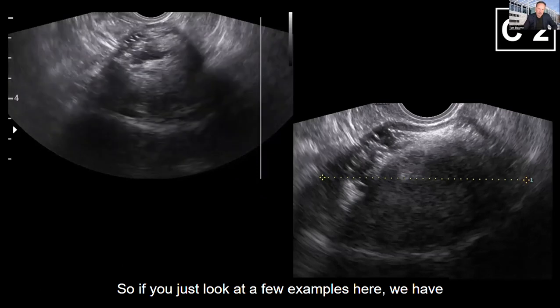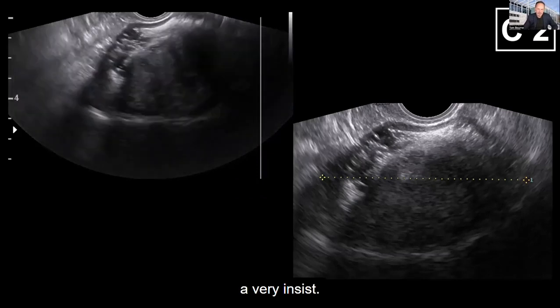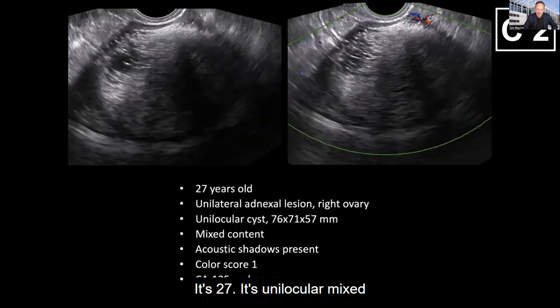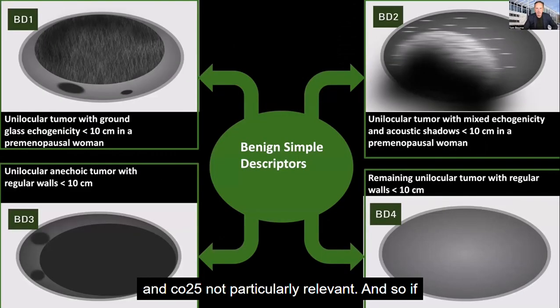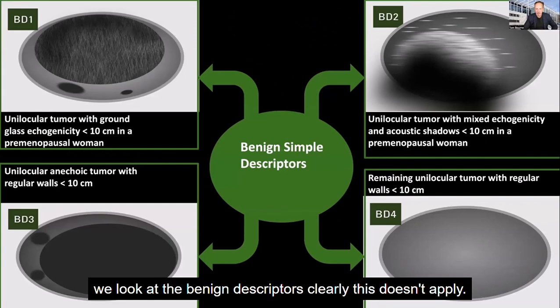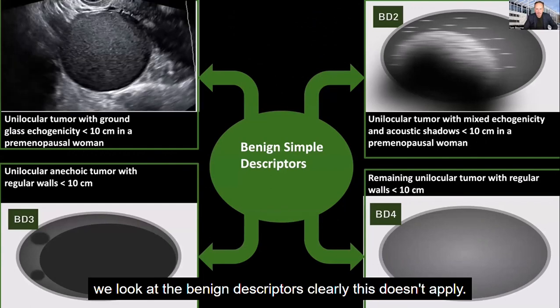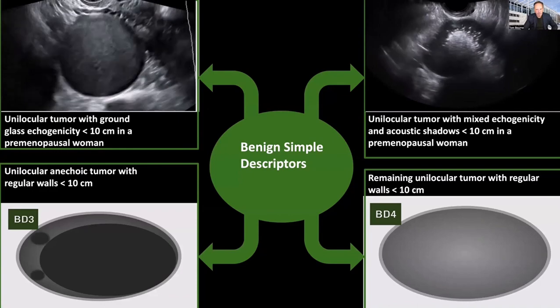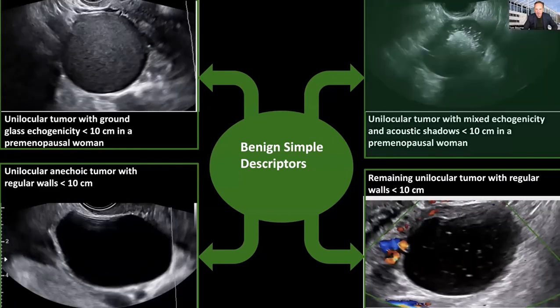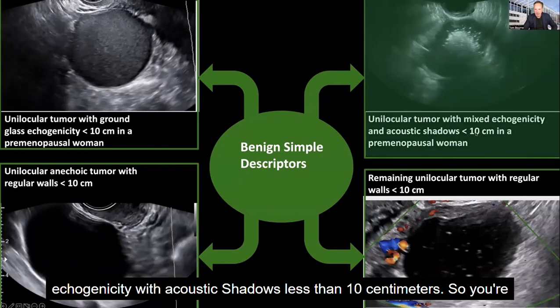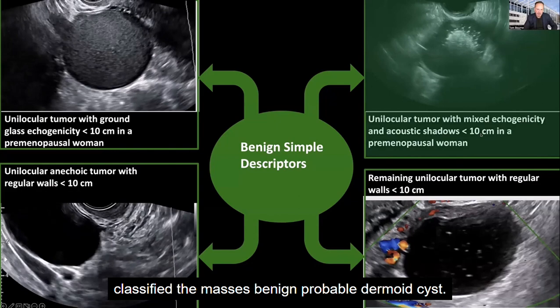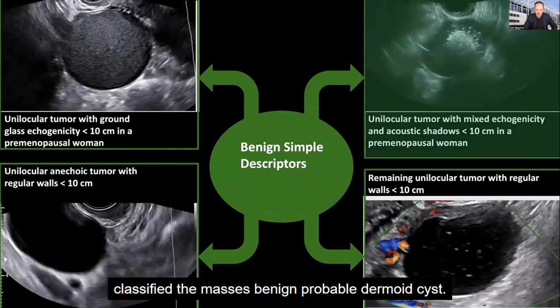So if you just look at a few examples, here we have an ovarian cyst, it's 27, it's unilocular, mixed content, there are acoustic shadows present, and in this case, the color score and the CA125 are not particularly relevant. And so if we look at the benign descriptors, clearly the bottom two don't apply, but this is unilocular mixed heterogeneity with acoustic shadows less than 10 centimeters. So you'll classify the mass as benign, probable dermoid cyst.